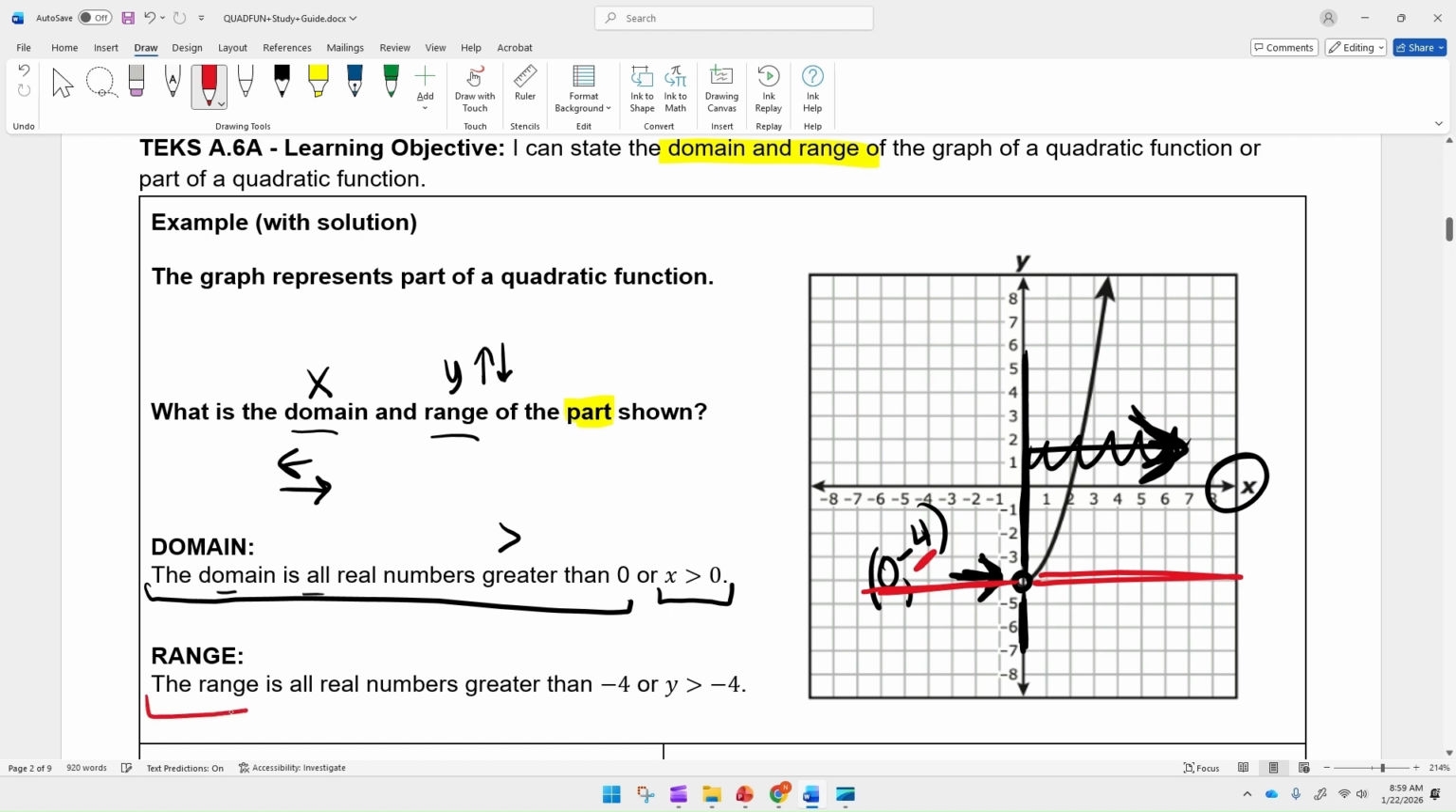So it is all real numbers greater than. And again, this is not going to be equal to -4. Or we can write it symbolically: y is greater than -4. And you see my arrows are going in this direction. Everything is on that side of the y-axis, and our symbol is going that way.